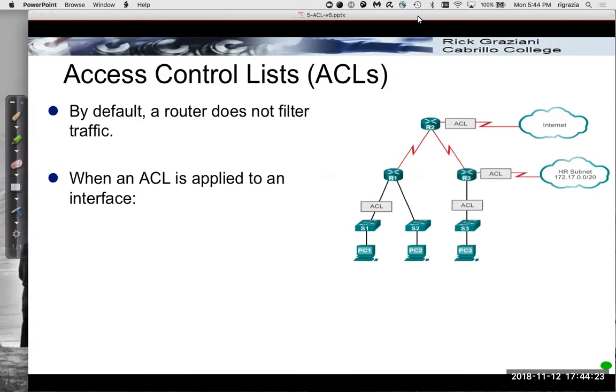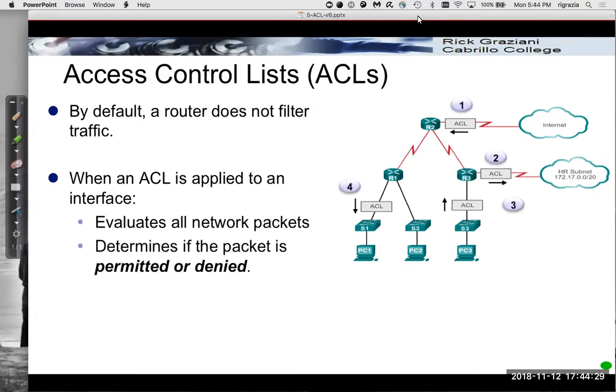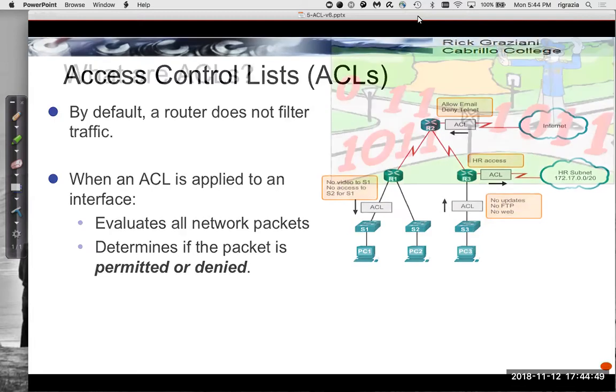When an ACL is applied to an interface, it evaluates all the network packets and determines if the packet is either permitted or denied. As we can see in the diagram here, there's all kinds of things that we can check and evaluate to see whether or not we want to permit or deny the packets. We'll be looking at a lot of these throughout the videos in this playlist.